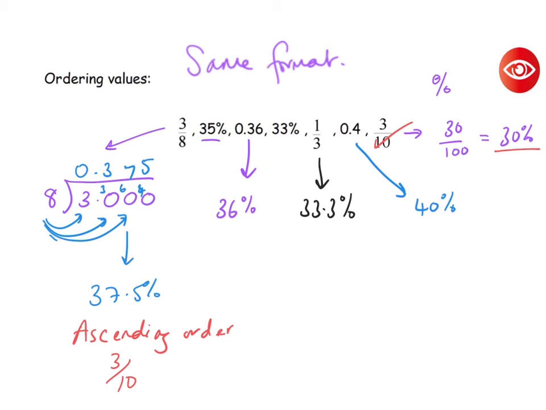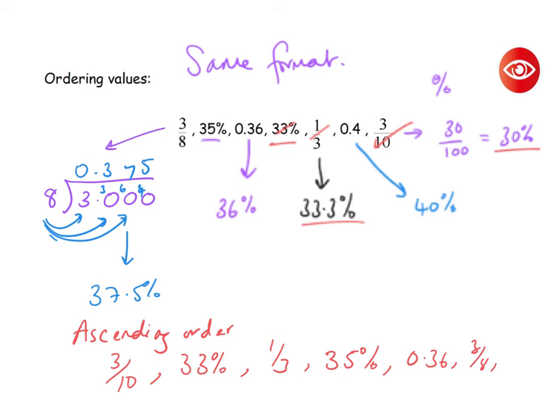Now, just tick them off as you go through. Once you've got that one, the next one up is going to be the 33%, which we didn't have to convert. Then we've got the third. Then we've got 35%, 0.36, 3 over 8, and 0.4.